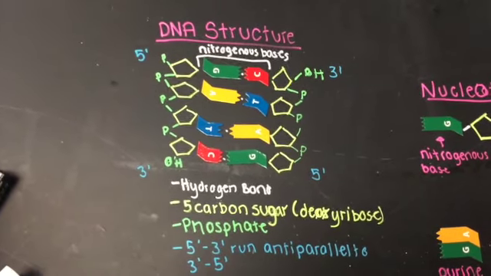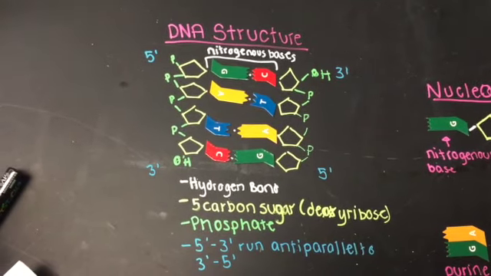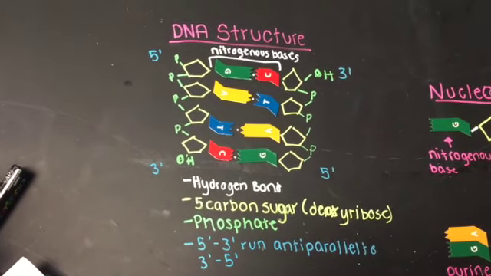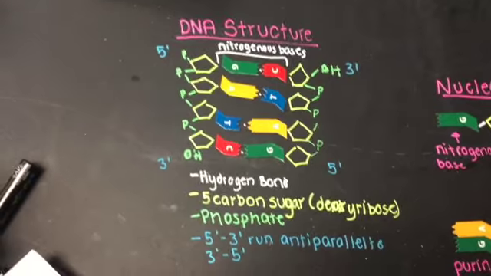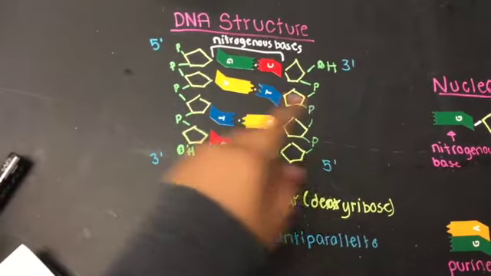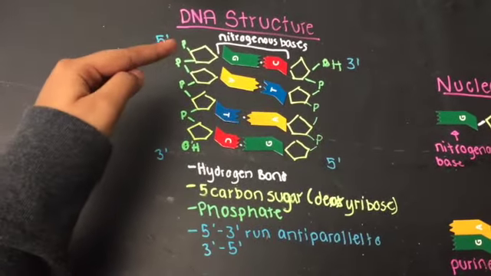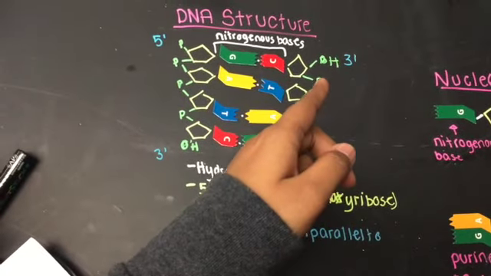So this is the overall structure of DNA. It forms a double helix, and there's 2 strands which run anti-parallel to each other. And each strand has a 5' end and a 3' end. So the 5' end always has a phosphate on top, and the 3' end always has an OH on top.